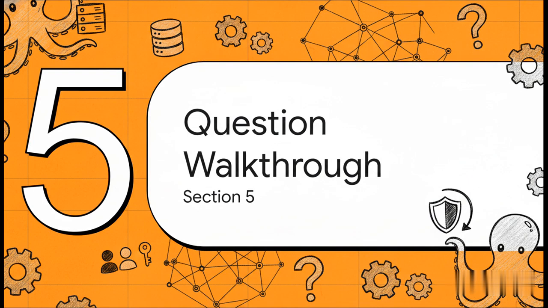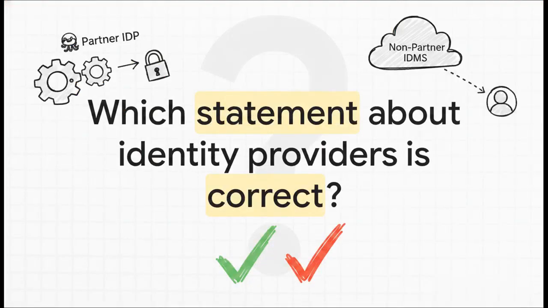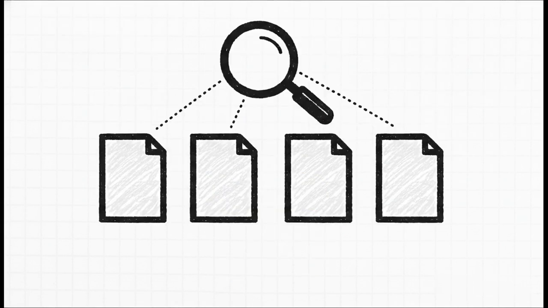Section 5. Question Walkthrough. Let's look at a demo question straight from the source material, formatted exactly as a multiple-choice question you'd see on the test. When comparing a partner identity provider integration with a non-partner identity management solution for GitHub Enterprise Managed Users, which statement is correct? A. Non-partner uses OIDC for authentication. B. Non-partner requires manual configuration of SAML 2.0 details. C. Partner supports fewer GitHub-supported authentication methods. D. Partner relies on the partner IDP to support the application.